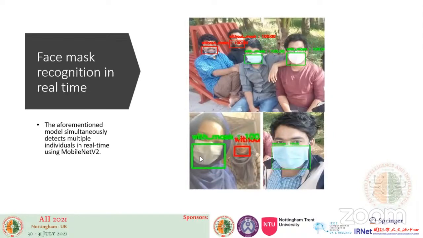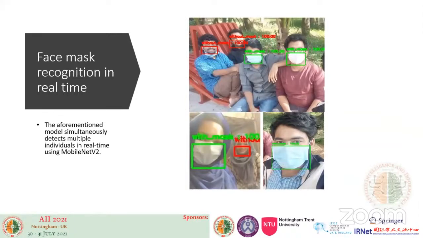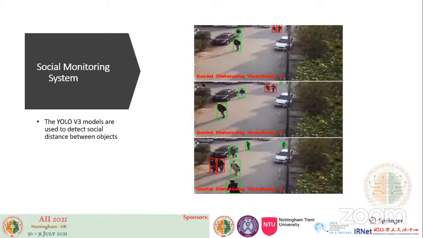The figure shows the real-time detection by showing with mask and without mask boundaries. The aforementioned model simultaneously detects multiple individuals in real time using MobileNet V2. For the social monitoring system, the YOLO V3 models are used to detect social distance between objects. As you can see in the figure, it shows the violation of social distancing.